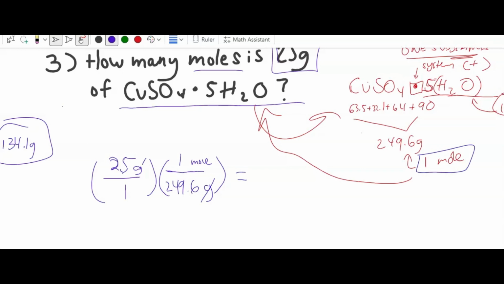And we're just going to do the same thing like we did before. Grams cancel out. You go across, so the ones cancel out as well. So you're just left with the 25 over 249.6, with the mole value on top. 25, not 2.5, and that's going to give you 0.1 moles. This mole value should transfer. Well, that's your final answer.